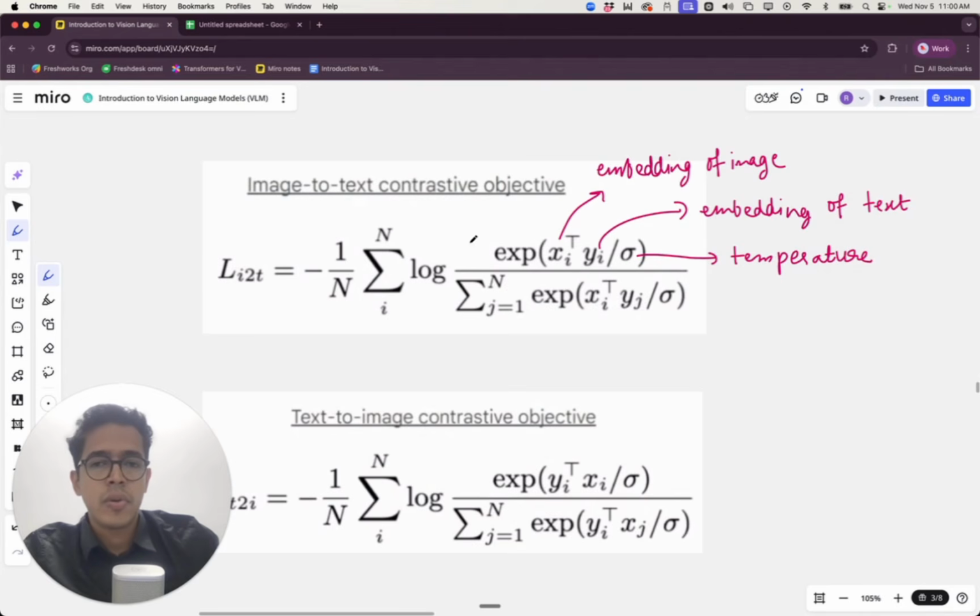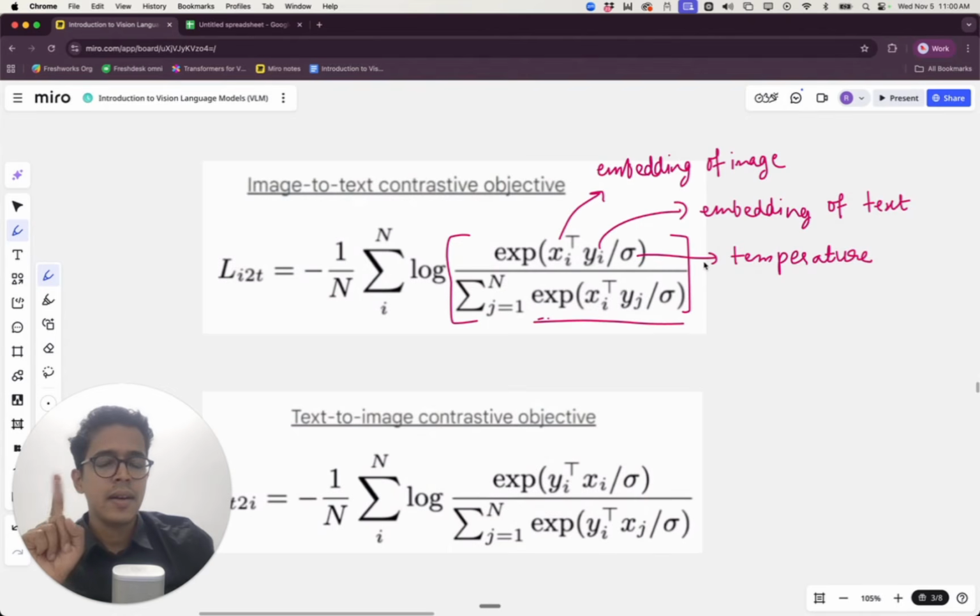So this is the softmax probability score. Whatever is there in this logarithm is the softmax probability score for the ith image and ith text embedding to be the correct pair. So here, this is xi transpose dot yi divided by sigma. So these are now the correct pairs, image number i and text number i. The denominator is the sum of exponents of xi transpose yj. So xi transpose will remain the same.